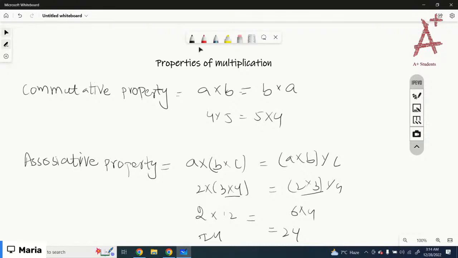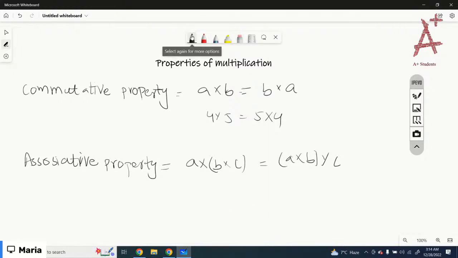Then the next one is the multiplicative identity, or you can say just identity. Got it? Any number multiplied by 1 equals the same number. Got it? No matter what the number is, if you multiply the number with 1, the answer is the number itself. Got it?